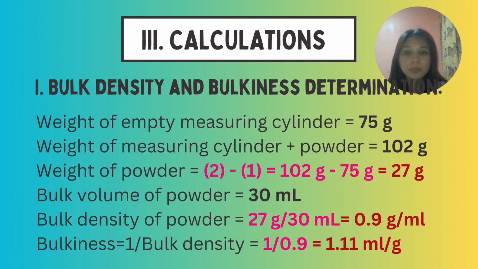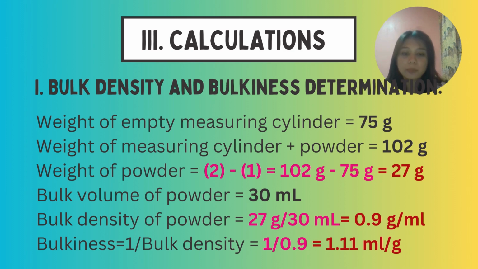So for the bulk volume of the powder, we have 30 ml. And for the bulk density of powder, we will use the weight of the powder over the bulk volume of powder, which is 27 grams over 30 ml, which results to 0.9 grams per ml.